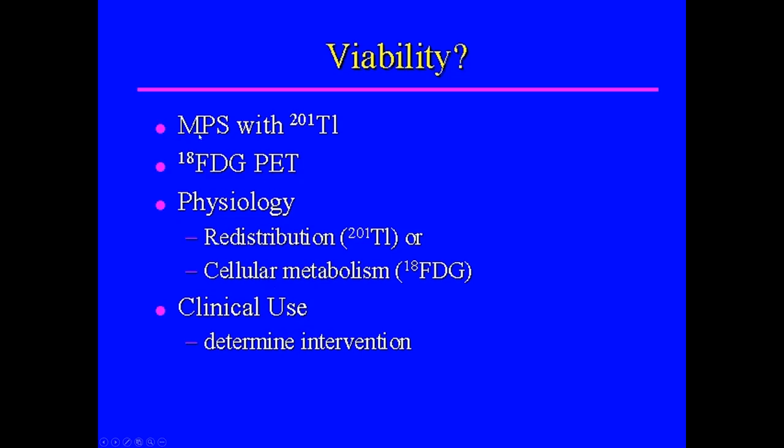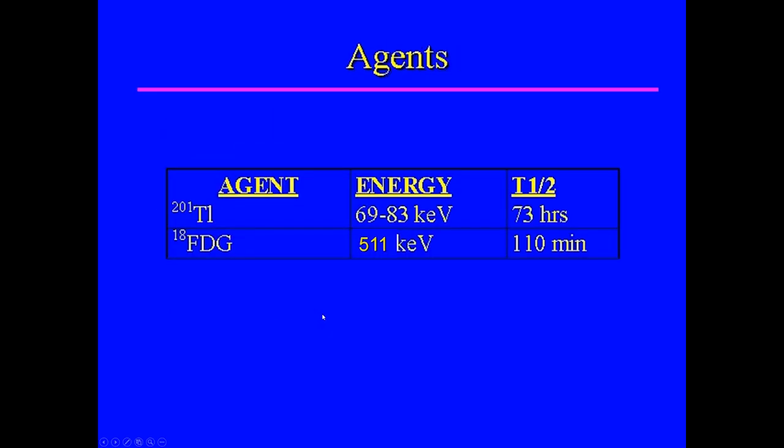Well, you can do myocardial perfusion scanning with thallium. That's the traditional viability agent, but of course the newer agent is FDG PET. In terms of physiology, we're relying on the redistribution of thallium or the cellular metabolism of FDG to determine viability. And of course, we want to determine whether or not a patient is suitable for invasive intervention in order to improve their quality of life and potential prognosis.